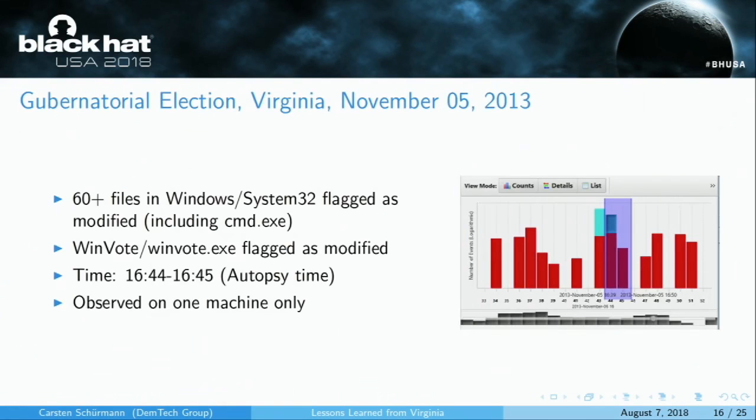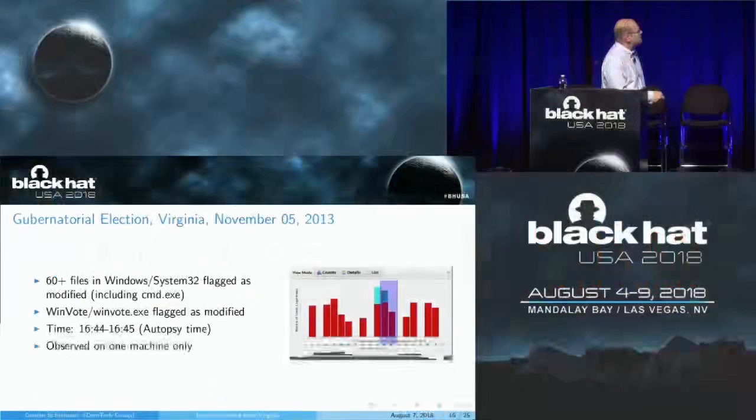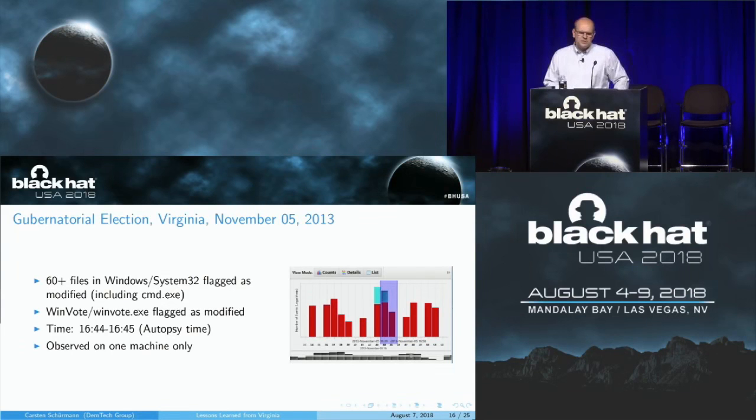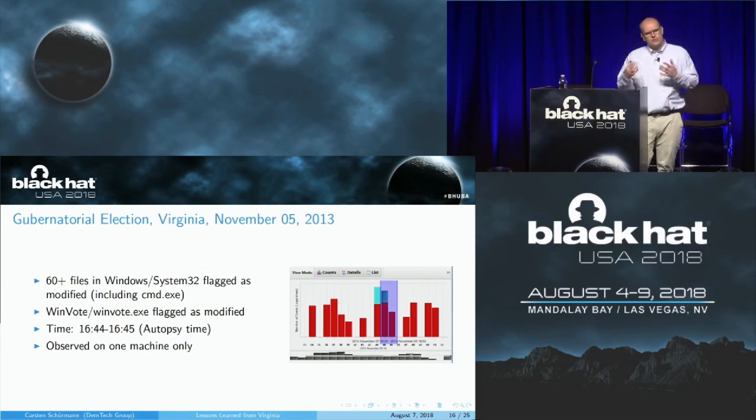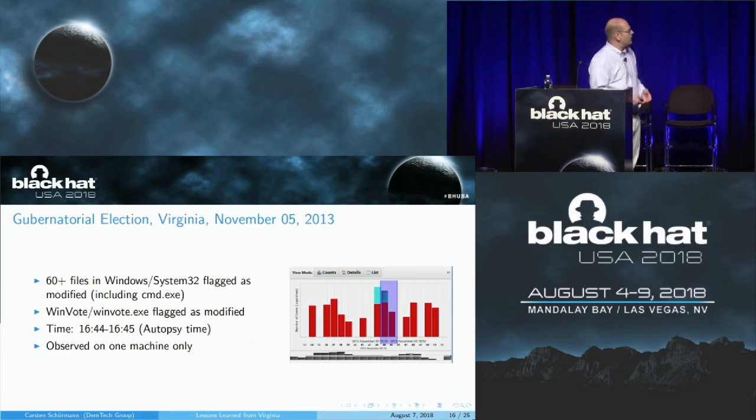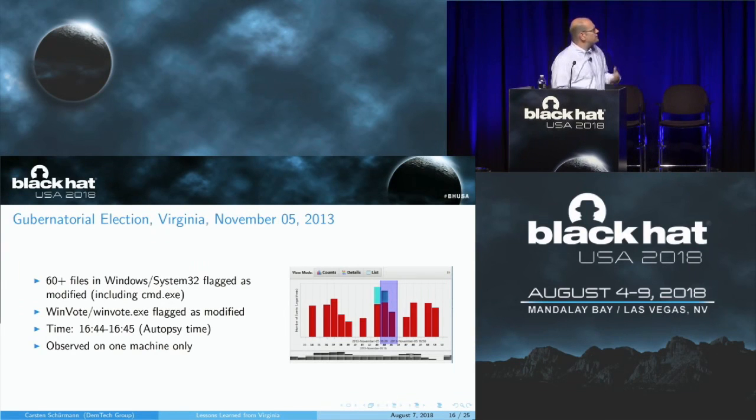Well, then I went to the 2013 election, which was the gubernatorial election in Virginia. Okay, so here you can see, you can't really see it, but something happened here between 4:44 and 4:45. Maybe there were about 60 on one of my machines. So 7 machines of my 8 machines were used for this election. And on one of the machines, 60 files changed in the Windows system directory.